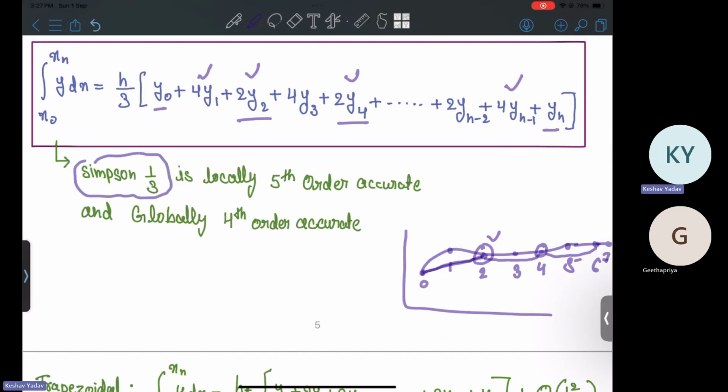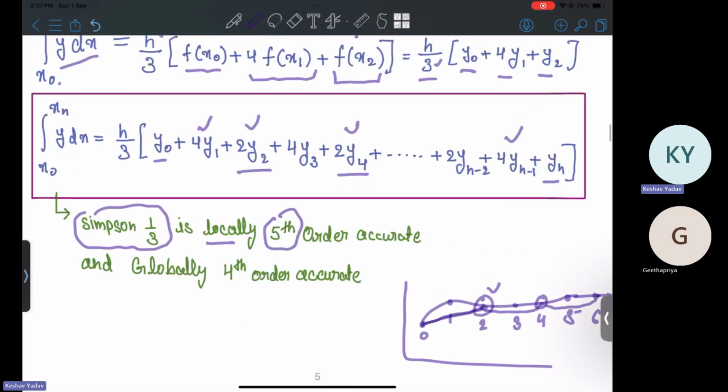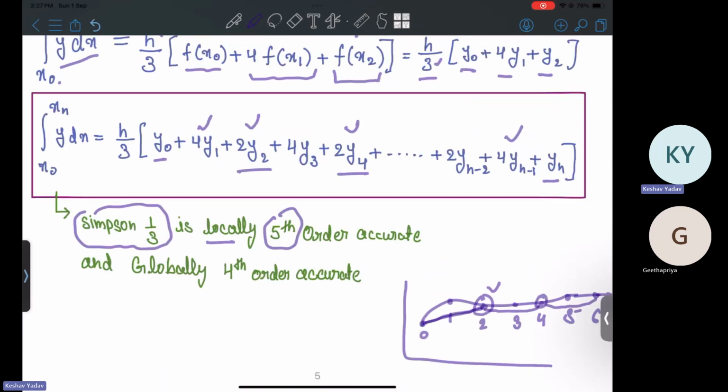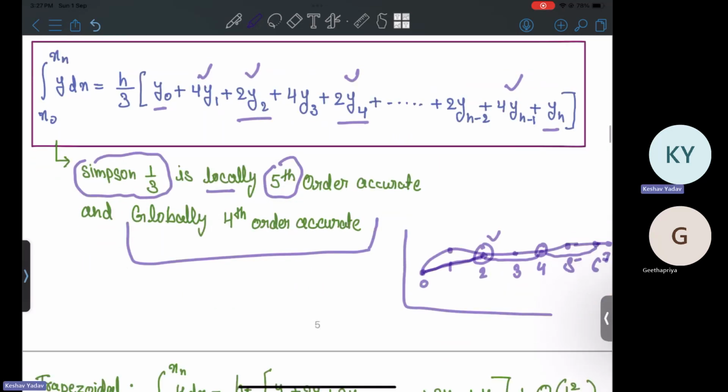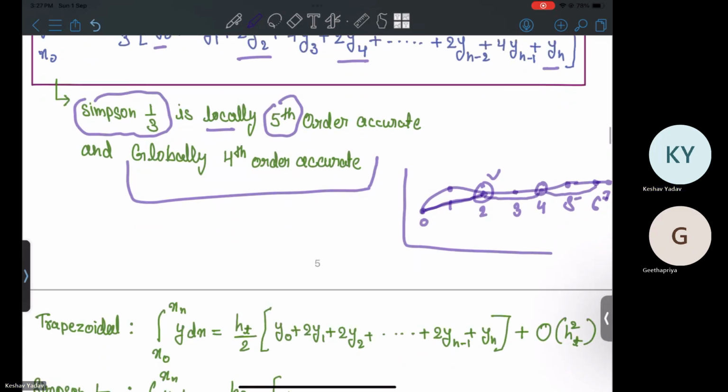So Simpson 1/3 rule is locally fifth order accurate. You can find out the accuracy as well, like we have found in the trapezoidal method. It will come as fifth order accurate locally, and if we go globally, it will be fourth order accurate. So this is Simpson 1/3 rule.